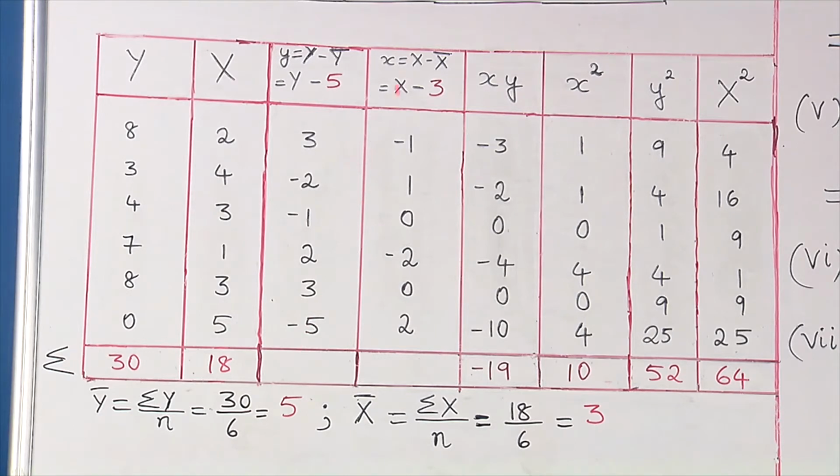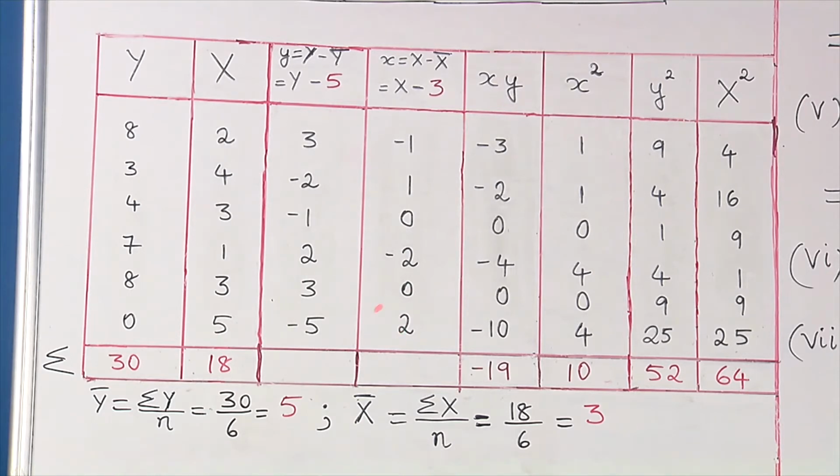In the same way, we go with the deviation of x from the mean, which is small x equal to x minus x bar. The value of x bar calculated is 3. So, we take the x value 2 subtracted by 3. So, 2 minus 3 gives us minus 1, 4 minus 3 gives us 1, 3 minus 3 is 0, 1 minus 3 is minus 2, 3 minus 3 again 0 and 5 minus 3 is 2.